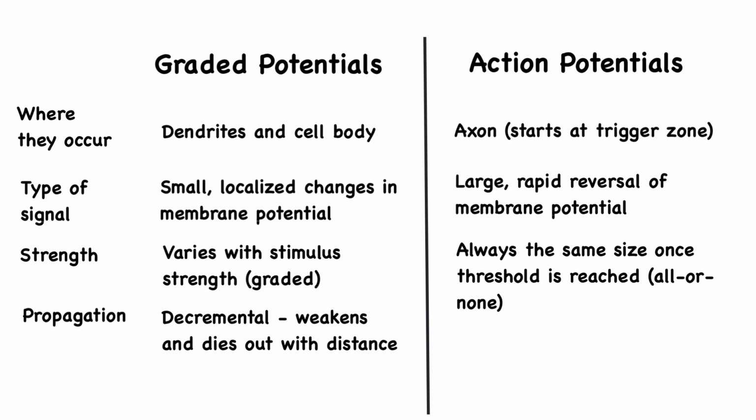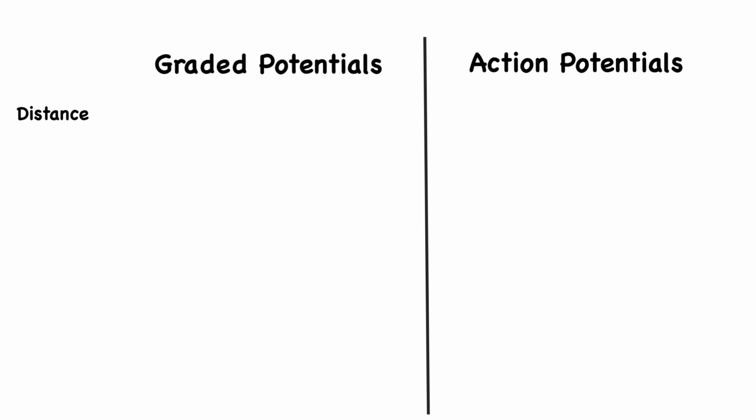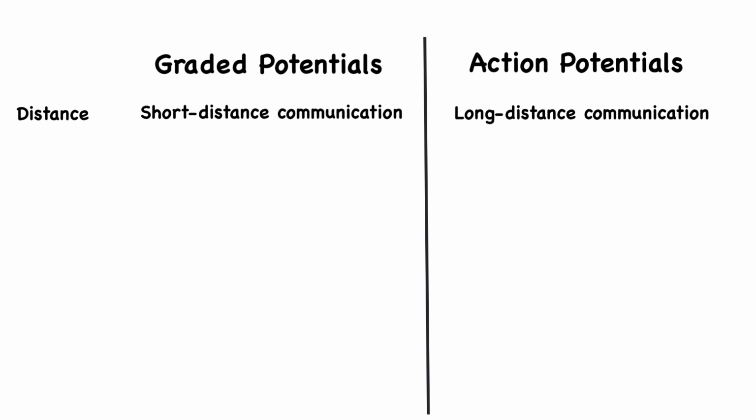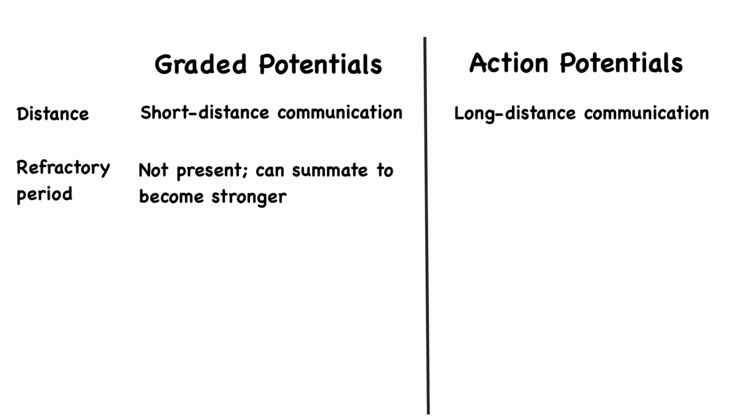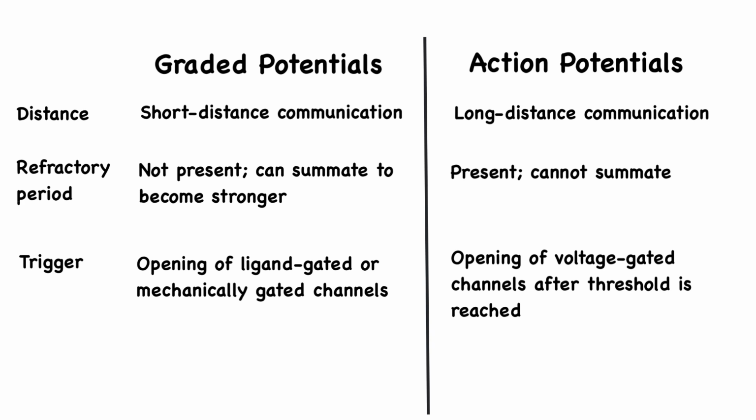They weaken and die out with distance, while action potentials are non-decremental, maintaining their strength along the axon. Graded potentials are used for short distance communication, while action potentials are used for long distance communication. What about refractory period? In graded potentials, this is not present. They can summate to become stronger. In action potentials, this is present. They cannot summate. And then finally, the trigger. For graded potentials, it's the opening of ligand-gated or mechanically gated channels. And for action potentials, it's the opening of voltage-gated channels after a threshold is reached.